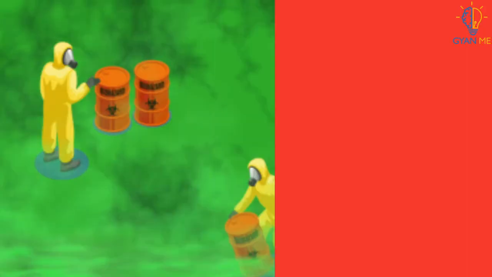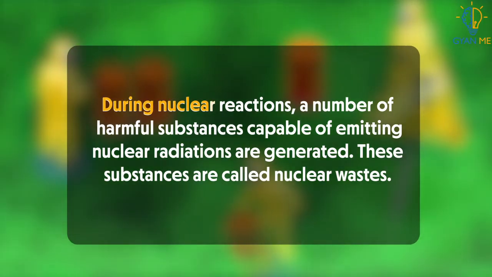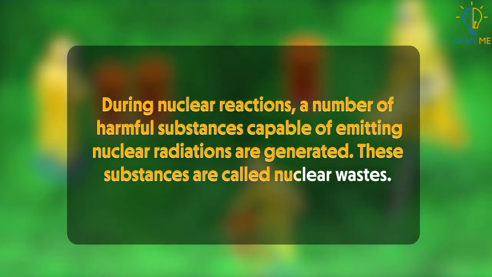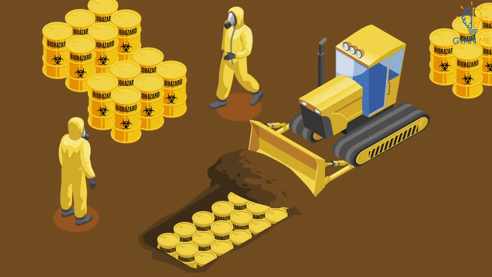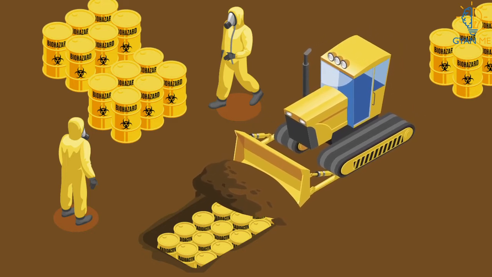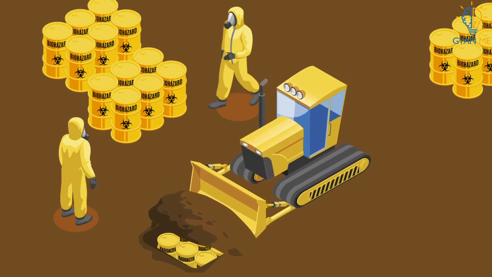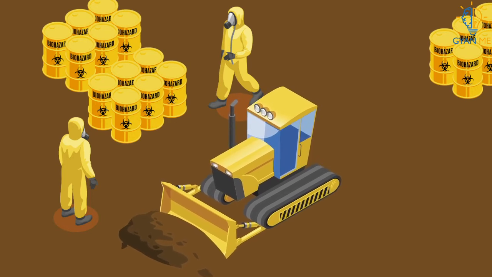Another related hazard is the disposal of harmful nuclear wastes produced in the fission process. During nuclear reactions, a number of harmful substances capable of emitting nuclear radiations are generated. These substances are called nuclear wastes. Presently, most of the nuclear waste generated in nuclear power plants is simply being stored underground in strong lead containers. We have not yet been able to discover safer and more satisfactory methods of disposing of this waste.